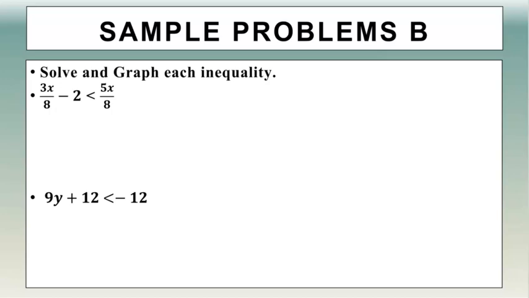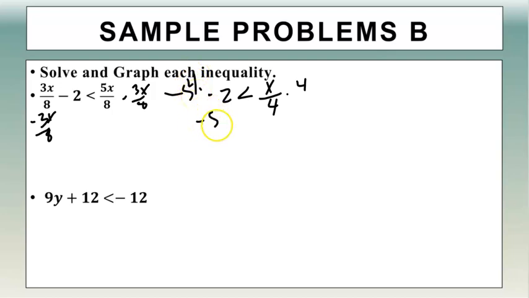Here we have 3/8 x minus 2 is less than 5/8 x. I want to get all the x's to one side, so I'm going to subtract 3x over 8 from both sides. And that's going to leave us with negative 2 is less than 5 minus 3 is 2. 2 divided by 8 is 1/4, so this would be x over 4. The opposite of dividing by 4 is multiplying by 4. So I do that on both sides.